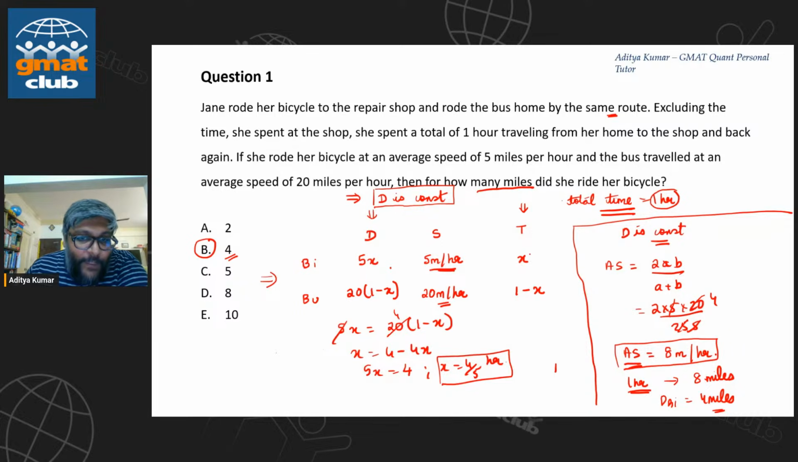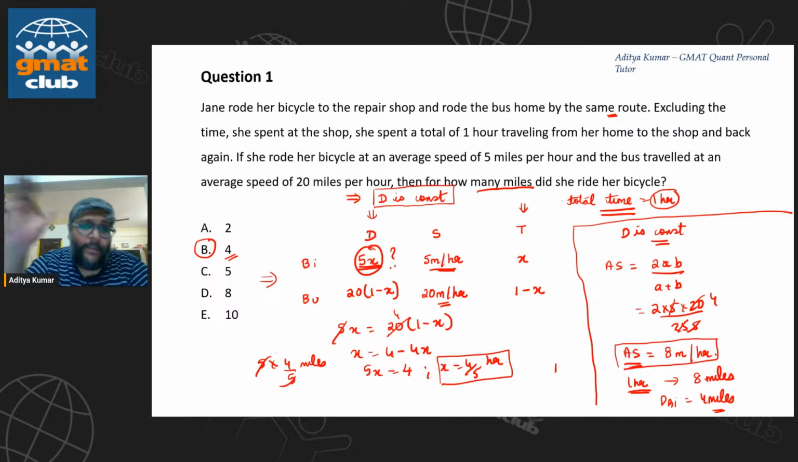So if you got 4 by 5 hours, remember that's the time. The question's asking you for the distance you travel by bicycle. I need 5x. So 5 into 4 by 5 would give me the answer to be 4 miles. So someone said that you can set it up with the time.